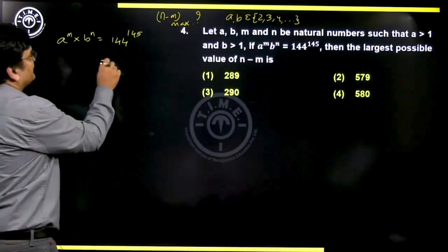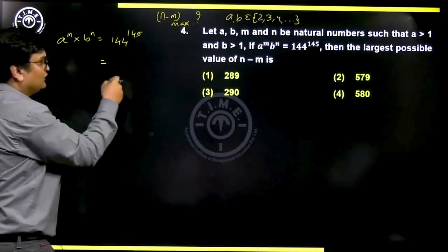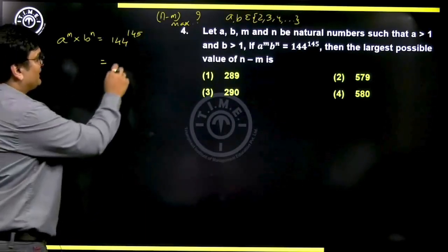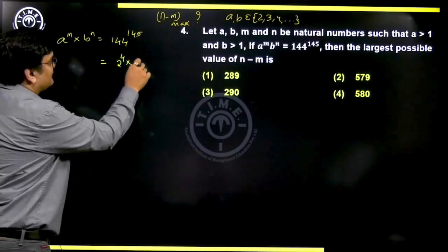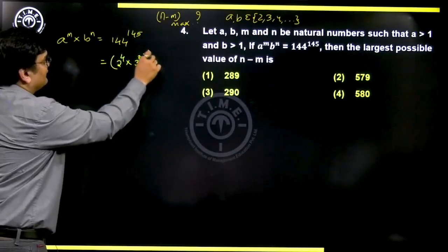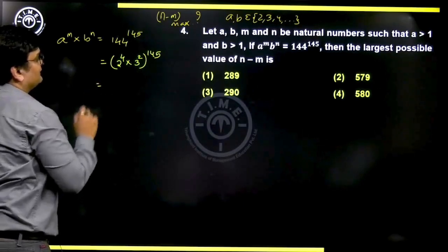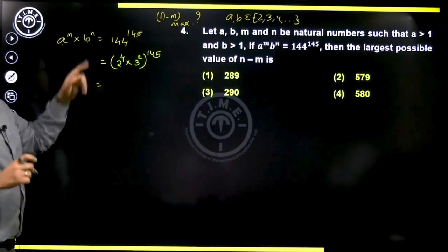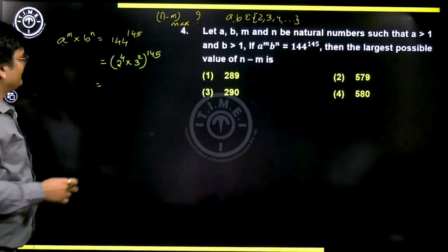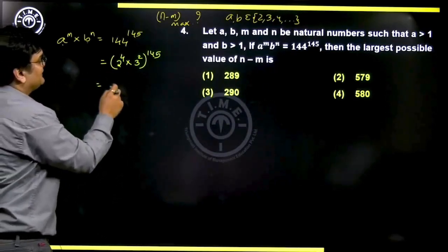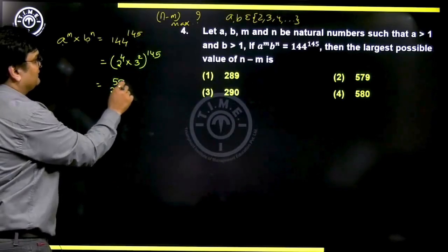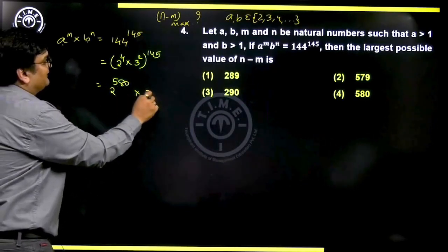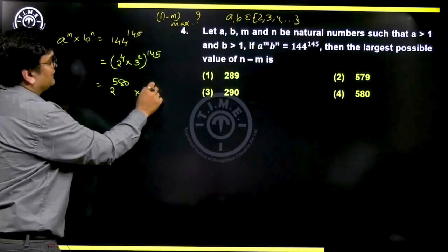So 144 is what? 144 is 12 square, or it is 2 to the power 4 into 3 square, whole power 145. Now let's simplify, because I want the bases A and B to be greater than 1. I cannot take them to be 1, so at least 2 and 3. So this is 2 to the power 4 into 145, which will be 580, into 3 to the power 2 into 145, which is 290.